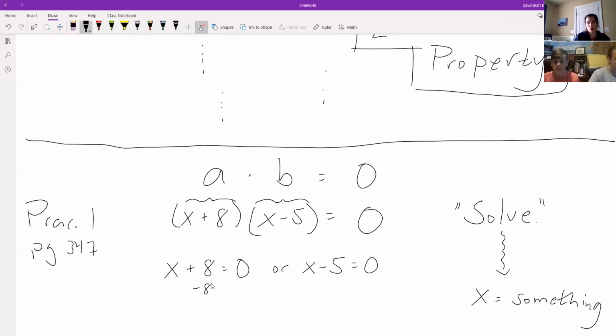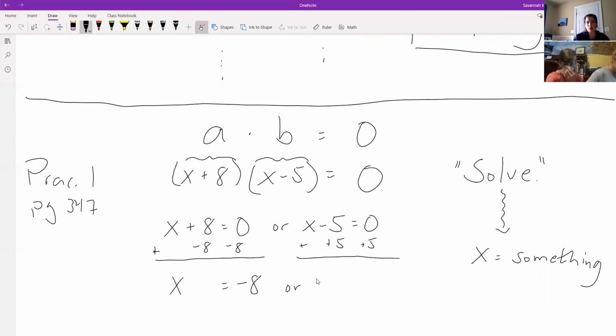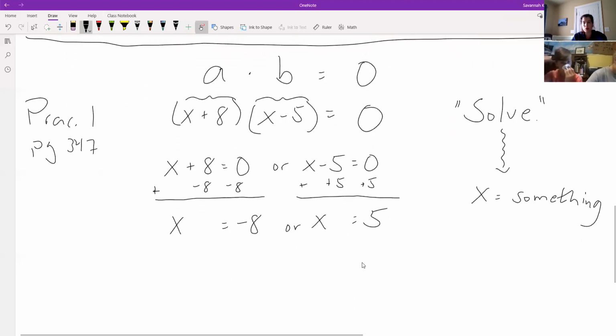So I haven't done this in a while, so we'll go ahead and put in the extra step. If I subtract 8 from both sides, I'm left with x equals -8. And then similarly, I'm going to add 5 and I'll get x equals 5. So in order for this equation to equal 0, either x has to be -8 or x has to be 5.